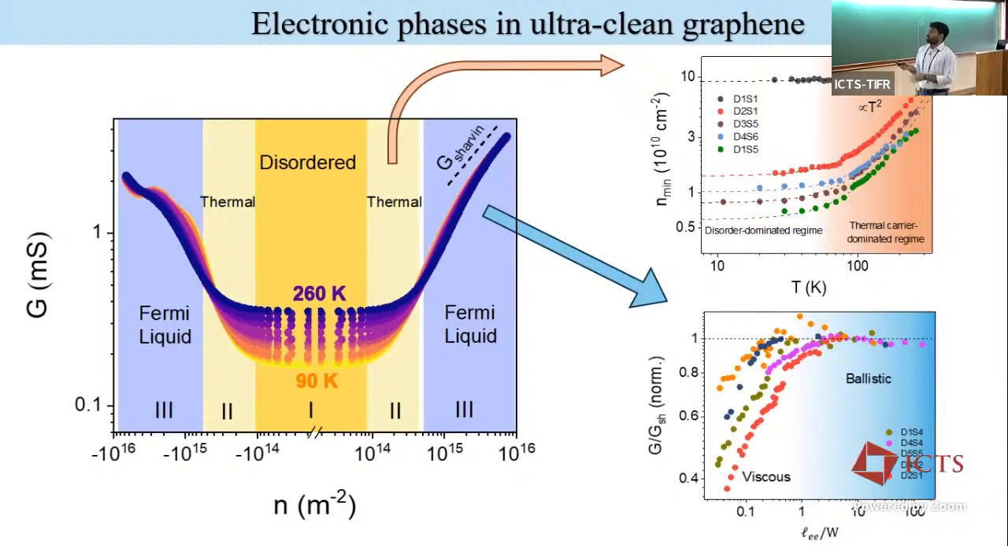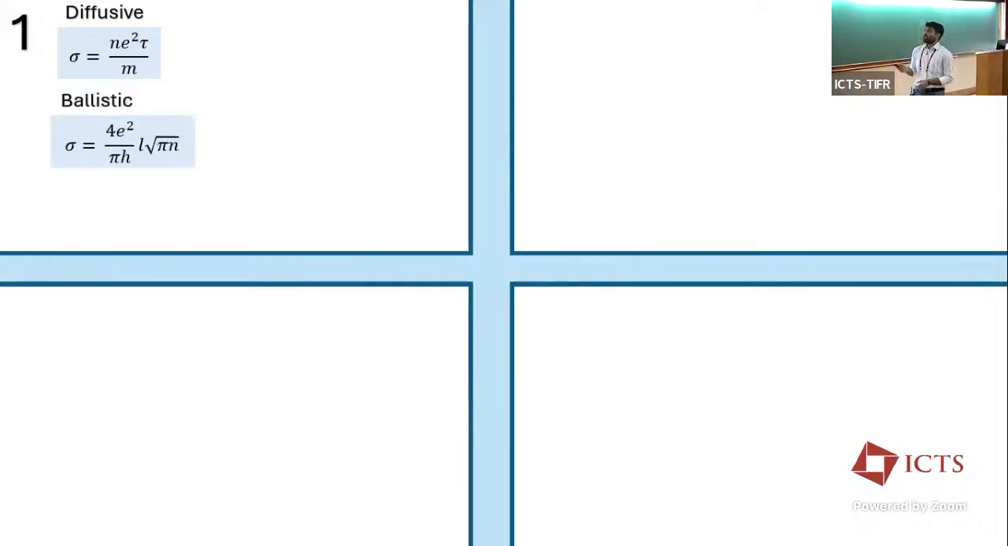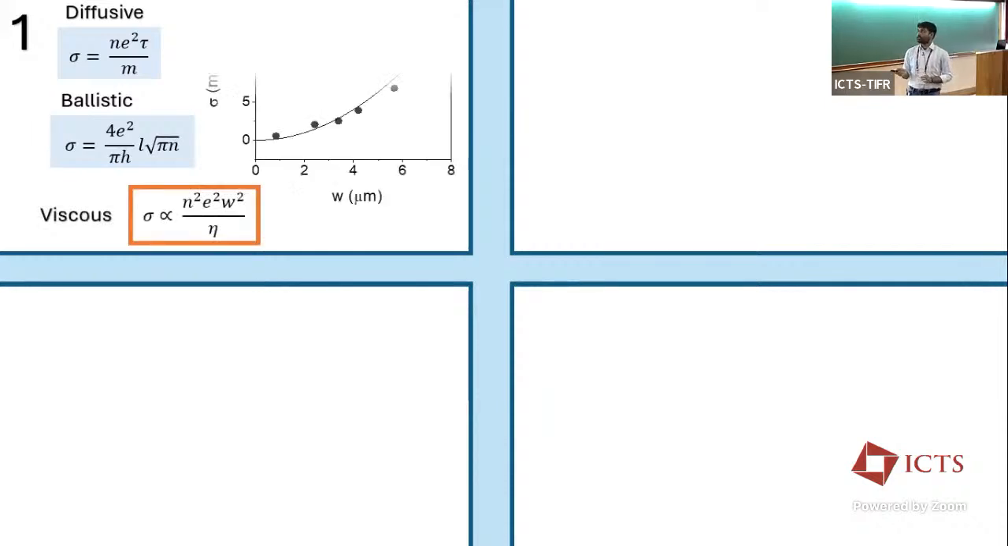The main reason is multifold. First of all, if you are looking at a diffusive system, the conductivity does not depend on the dimensions of your sample. If you're looking at a ballistic system, it depends on the length of the sample. But if you're looking at a viscous system, the conductivity has this peculiar quadratic dependence on width, which we are easily able to see in our samples.